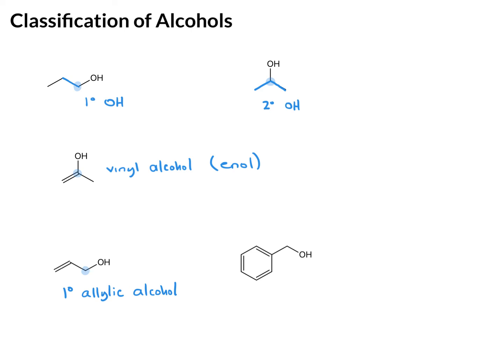And then finally, this last example is kind of similar to the allylic in that you have the OH on a carbon, and with that carbon there is a double bond next to it. But because it's not just a regular double bond, but it's a benzene ring, this is considered a benzylic alcohol.